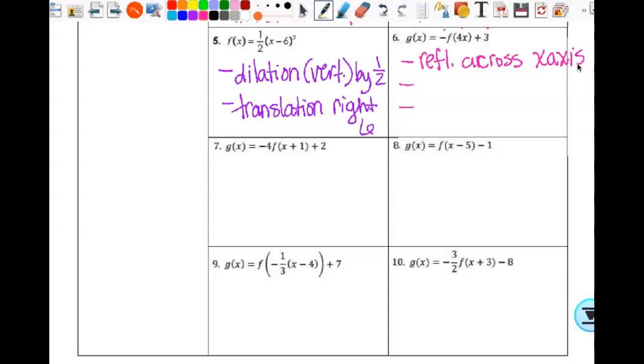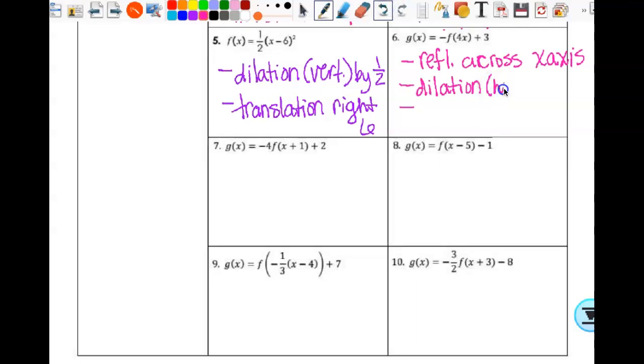That 4 is being multiplied, so we know that it is a dilation. Is it horizontal or vertical? Horizontal, because it affects the X. Horizontal by a factor of what? 1/4. Okay, so is that a stretch or a compression? It's a compression. It looks like a stretch here, but it's a compression, right? And then that 3 has to be a translation. Which way? Up 3.